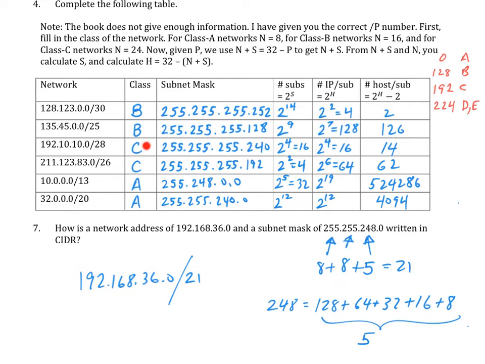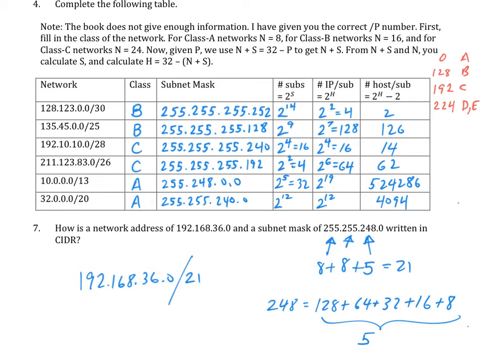192 is up in the class C's. 211 is in the class C range. 10 is in the A's. And 32 is also in the A's. Okay? And each of these classes tells you what N is. Okay? The number of network bits. Okay? And N is 16 for the class B's, it's 24 for the class C's, and it's 8 for the class A's.